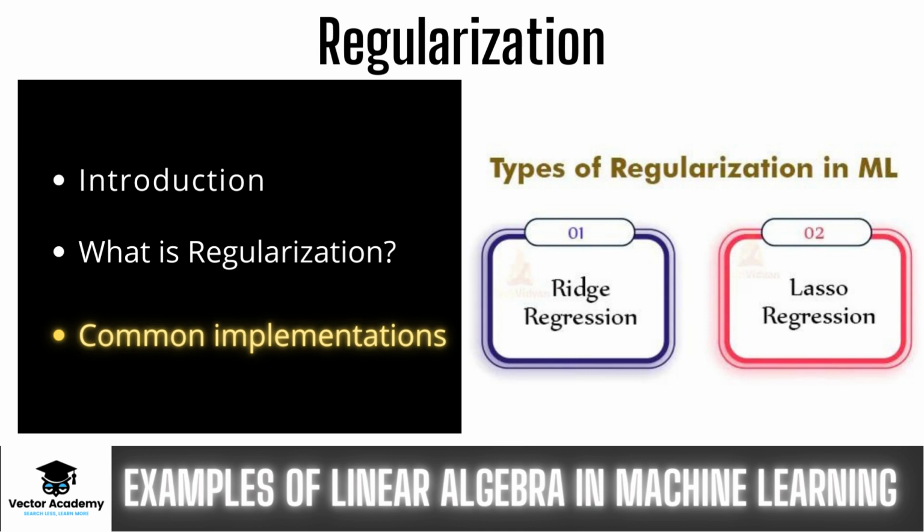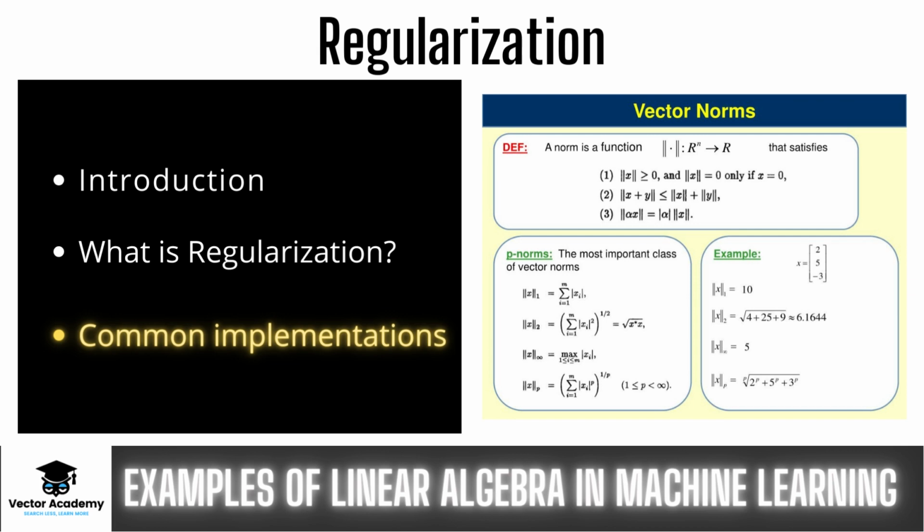Common implementations. Common implementations include the L2 and L1 forms of regularization. Both of these forms of regularization are in fact a measure of the magnitude or length of the coefficients as a vector and are methods lifted directly from linear algebra called the vector norm.